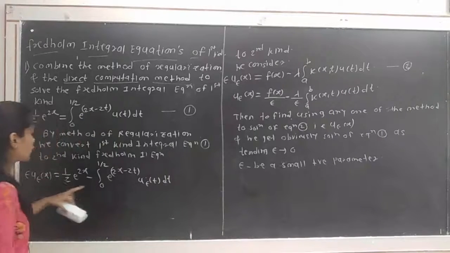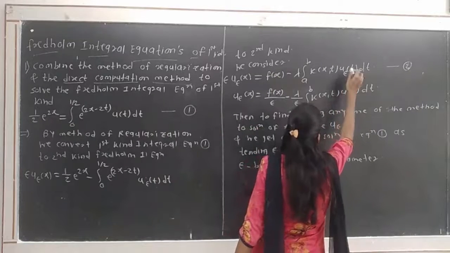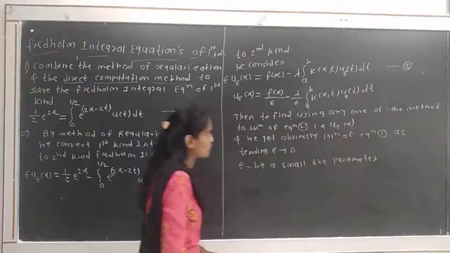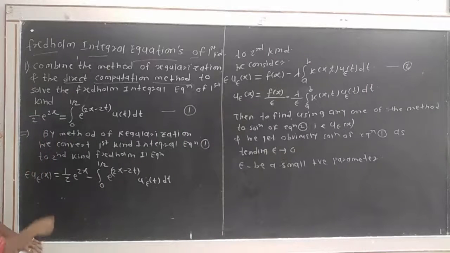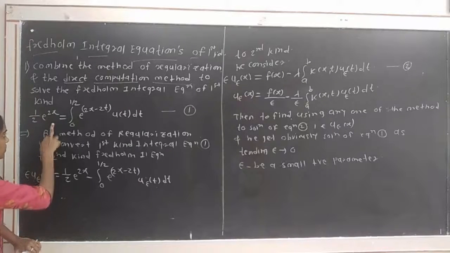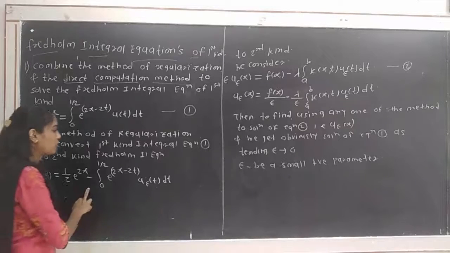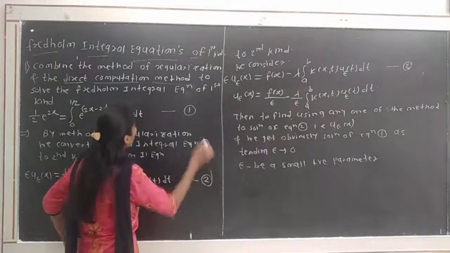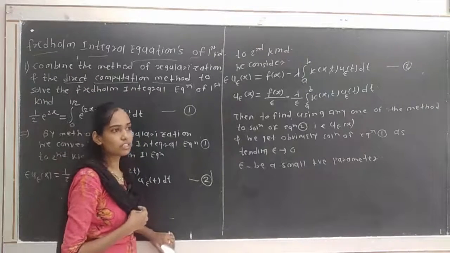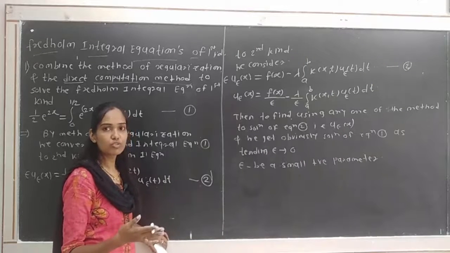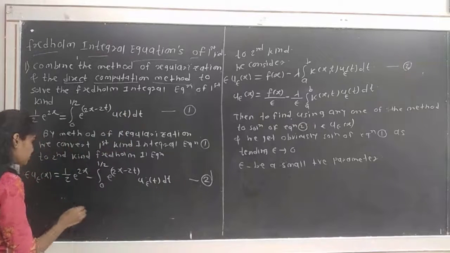Here we also consider u epsilon of t into dt. Write here also the u epsilon, so we consider u in terms of u epsilon. In this way we convert the first kind integral equation to the second kind Fredholm integral equation. Then for solving the second kind integral equation, we use the direct computation method. If a special method is not given in the example, then we can use any one of the methods that we know. So here we use the direct computation method.